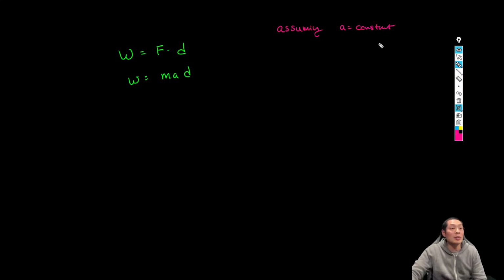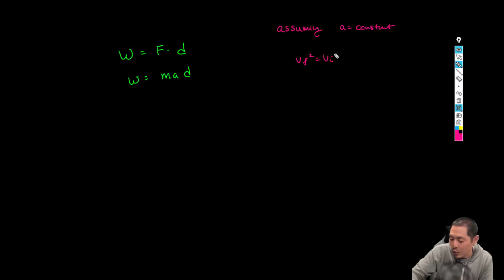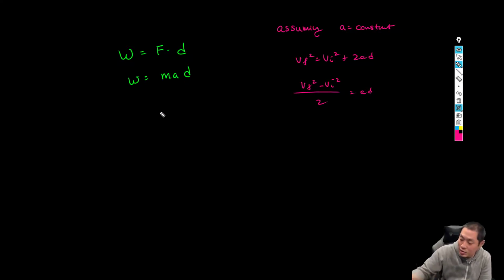So we're assuming A is equal to constant in order so that we could use our equation VF squared equals VI squared plus 2AD, because this kinematics equation is only valid if A is constant. And why do I want that? I want to substitute this into here. So I'm going to rearrange this to VF squared minus VI squared divided by 2 is equal to AD, and you can substitute this in here.